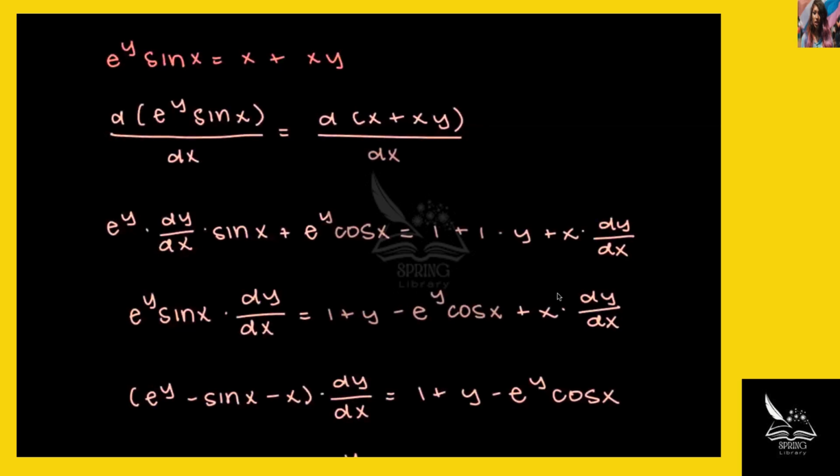In this problem, we are learning how to use the technique of implicit differentiation. Now, when I learned this, I thought that this was very tricky to understand. So hopefully this problem helps you, and this video helps you understand a little bit more about how we use implicit differentiation. So we start with this equation, e to the y times sine x equals x plus xy.